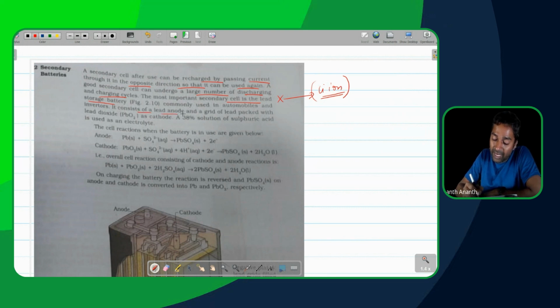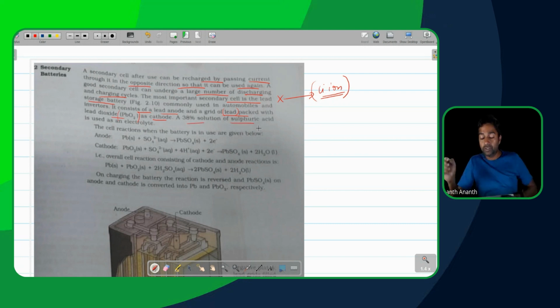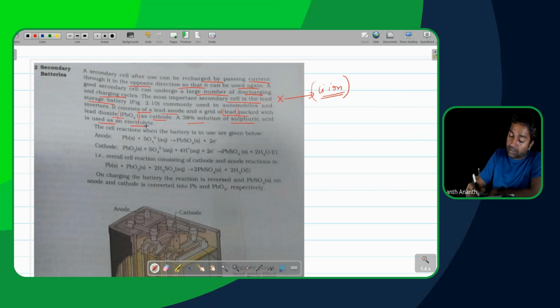It consists of a lead anode and a grid of lead packed with lead dioxide as cathode. So effectively, the lead anode is taken and a grid of lead dioxide as cathode is taken. A 38% solution of sulfuric acid is used as an electrolyte. Okay, so 38% solution, they are being very specific over here. I'll explain why they are being so specific in a minute when we are discussing the reaction.